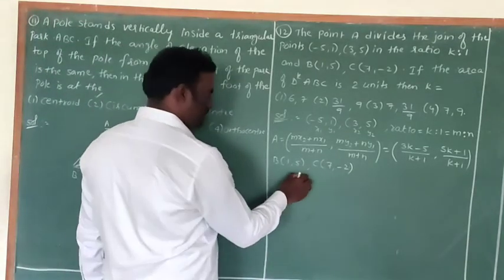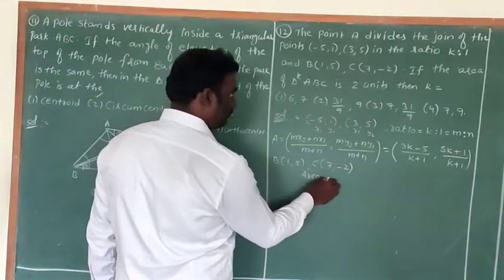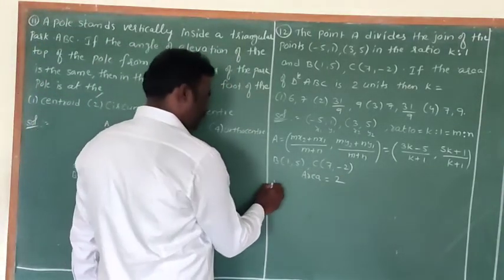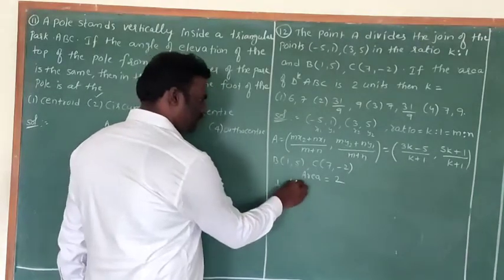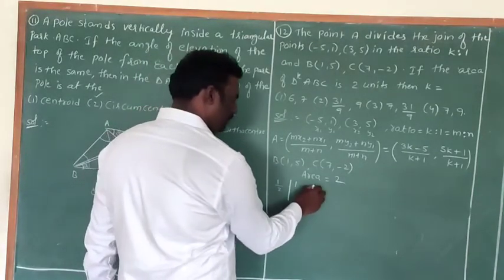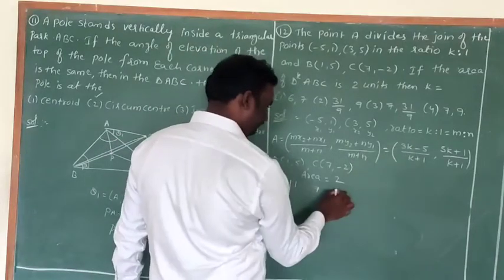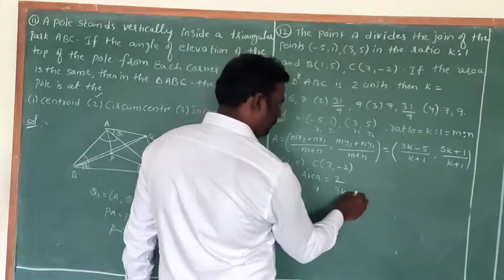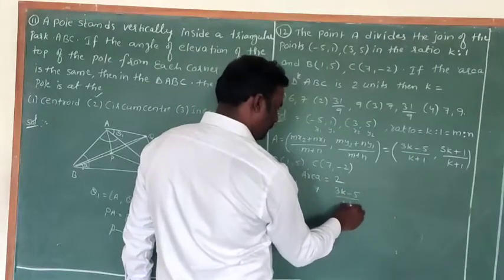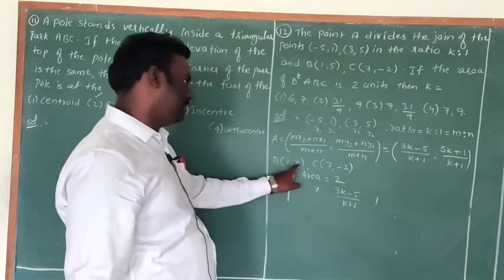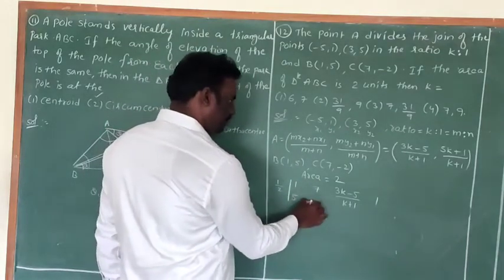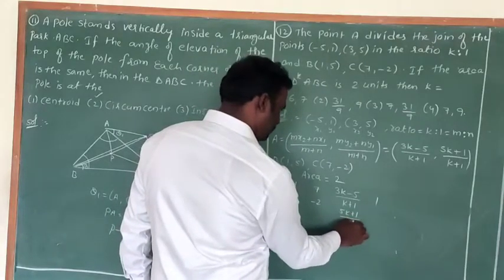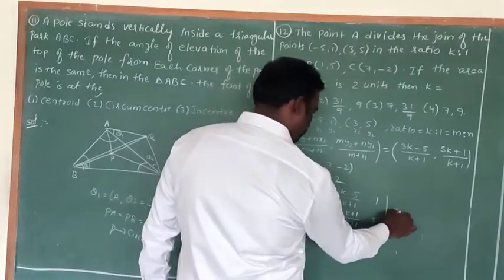Then area is 2. How to find area? Half. What is the first value? 1, 7, 3k minus 5 by k plus 1. The second value 5, minus 2, 5k plus 1 by k plus 1, 5 is equal to 2.